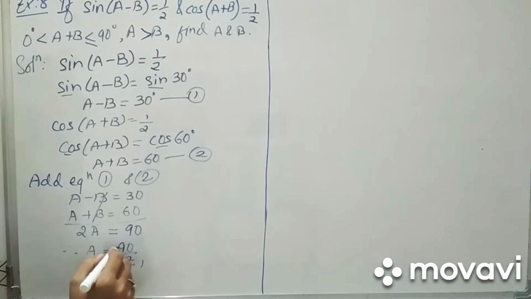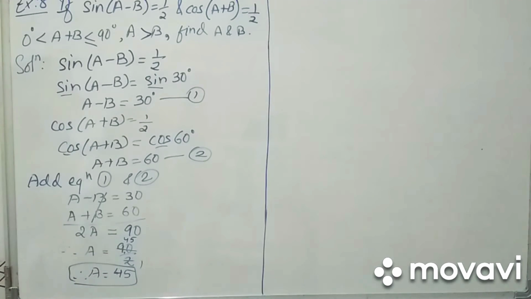So this will give me, 2 ones are 2, 2 fours are 8, and 1 into 5. So therefore, a is equal to 45 degree. You got it.